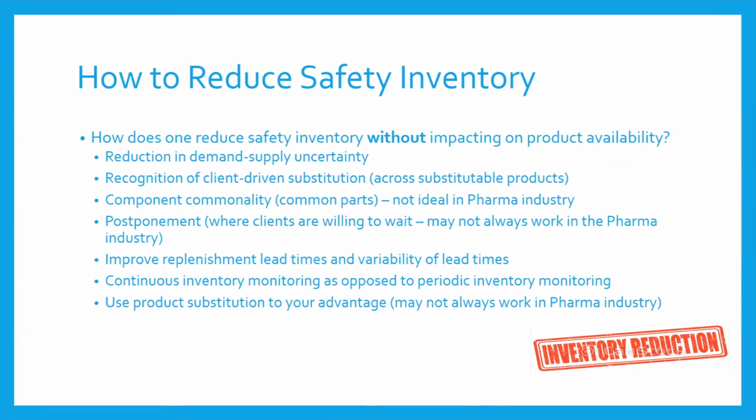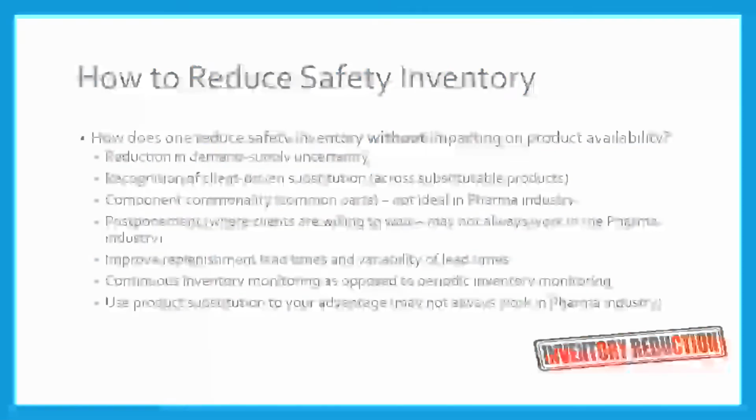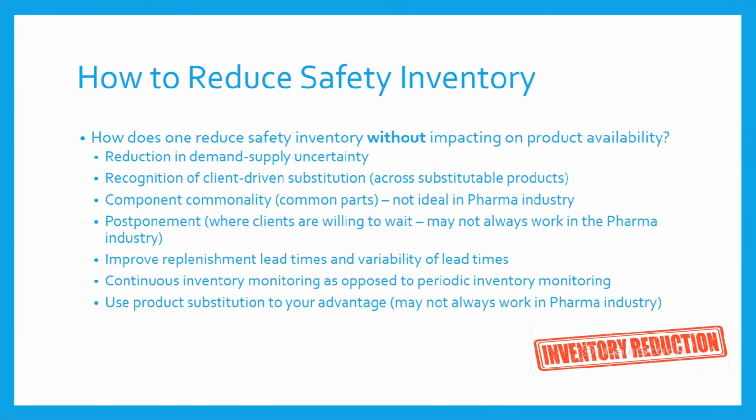So once you know this, then again, you reduce on product X and you keep more of Y, or vice versa. Then we have this aspect known as component commonality. It may not be ideal in the pharma industry, but it is one of the ways of reducing your safety inventory.